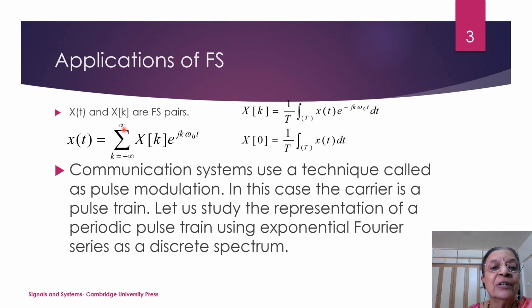So x(t) will be written as summation k varying from minus infinity to infinity X[k] e raised to j k omega 0 t, where X[k] are the Fourier series coefficients and the values of k will vary from minus infinity to infinity. It will not be periodic, it will not be repeating itself.